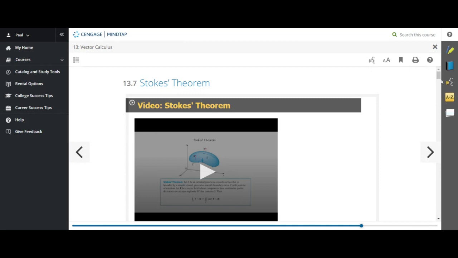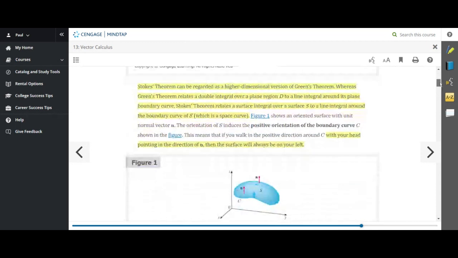So let us go down here. Stokes' theorem can be regarded as a higher dimensional version of Green's theorem. Now, what's Green's theorem used for? Green's theorem is used to find the work that a vector field does in moving a particle once around a closed path, but the path is in two-dimensional space, an x and a y axis. What if your path is not in two-dimensional space? What if it's in three-dimensional space? Well, this is where Stokes' theorem is helpful.